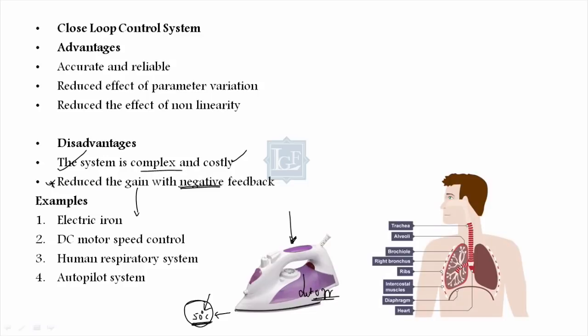Okay, from the external supply it will cut itself. So this system is controlling. Okay, so what is the ultimate purpose of the closed loop control system? To get the desired output or to maintain the desired output. Is it okay? I hope it's clear to you.